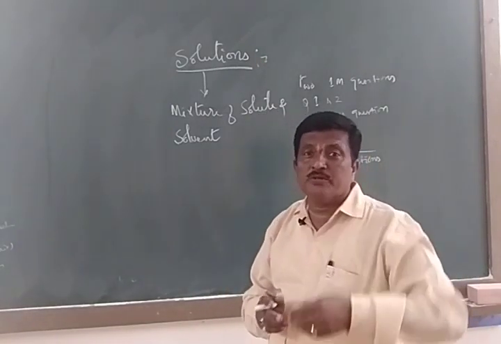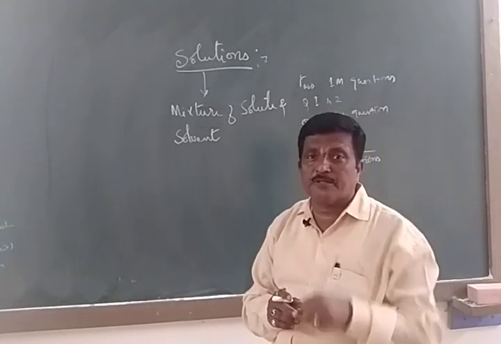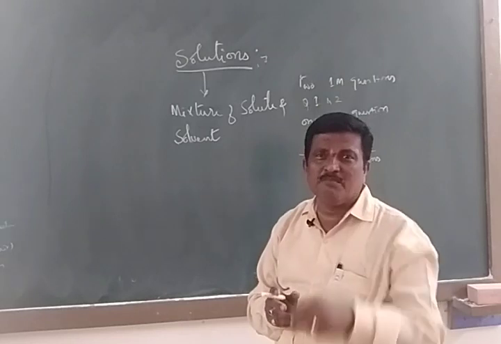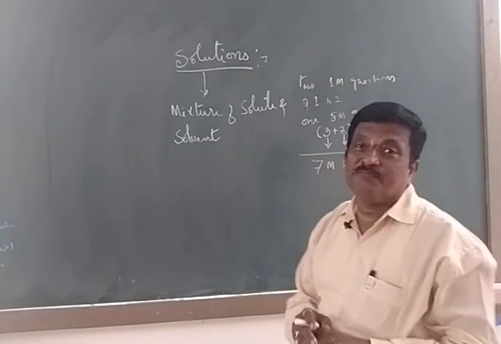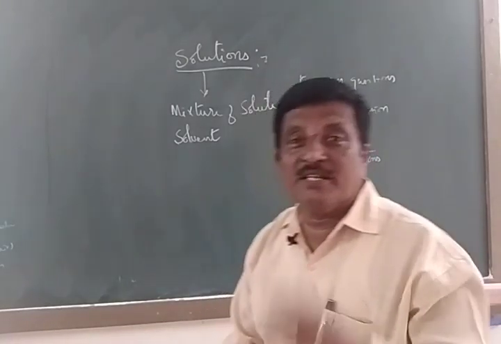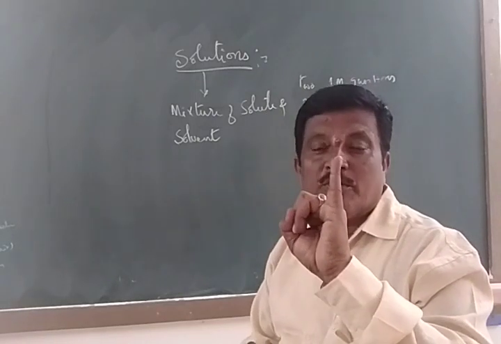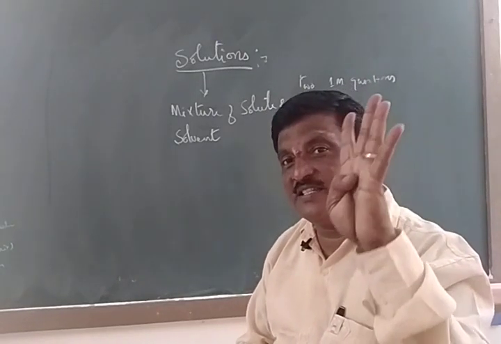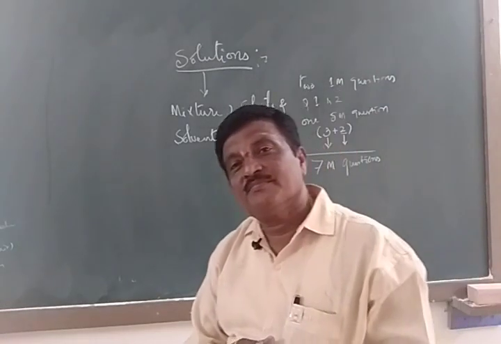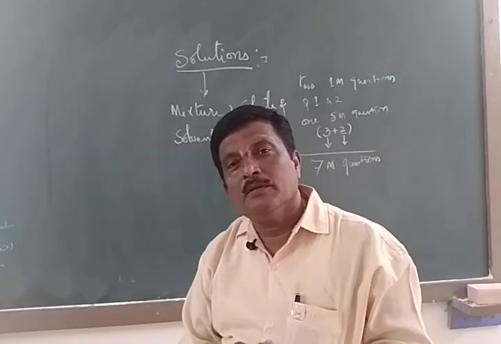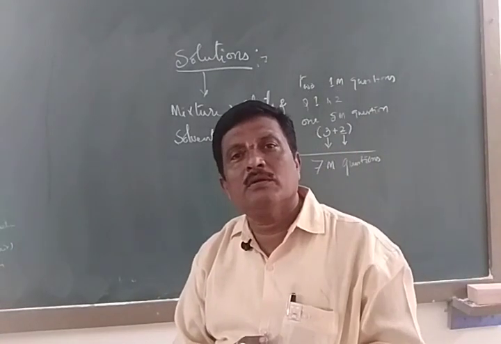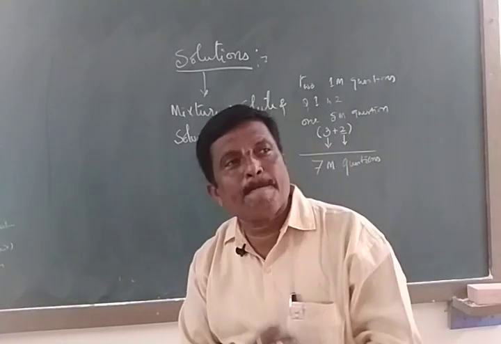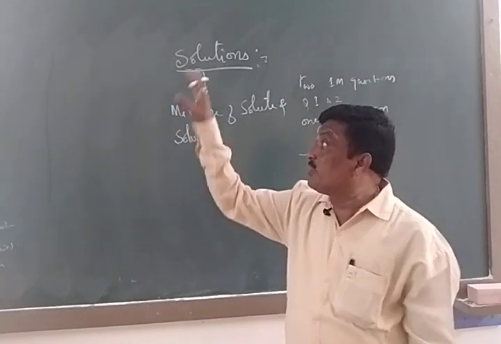Then quaternary solution, a solution containing 4 components. The best, common example is lemon juice. That contains 4 components: water, sugar, salt and citric acid. That is a lemon, and that is called a quaternary solution. So this is about types of solution.